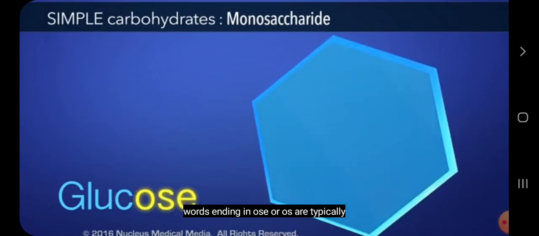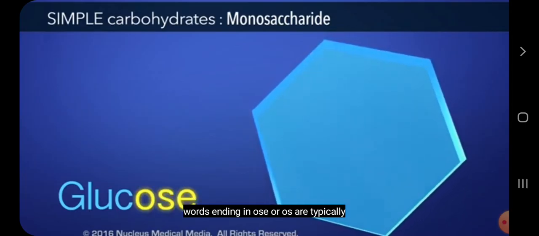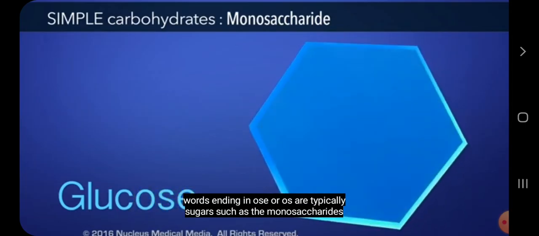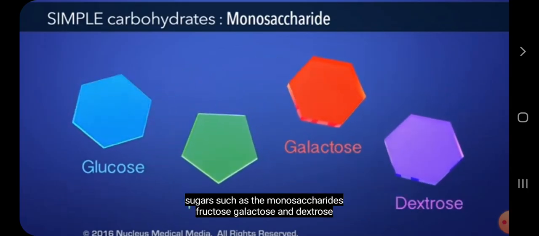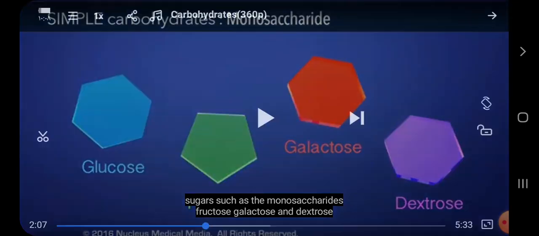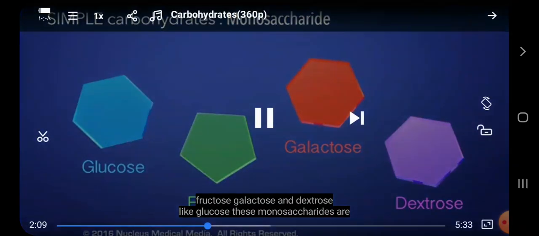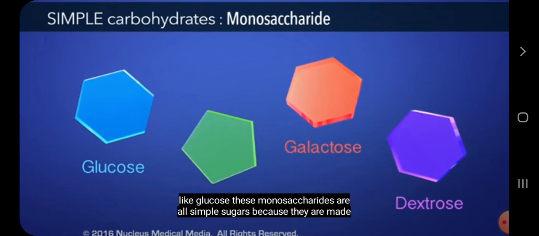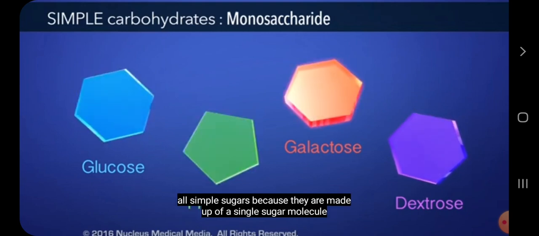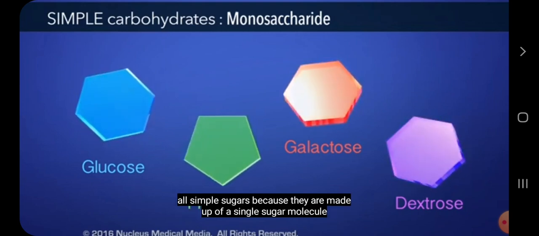Words ending in OSE or OS are typically sugars, such as the monosaccharides fructose, galactose, and dextrose. Like glucose, these monosaccharides are all simple sugars because they are made up of a single sugar molecule.